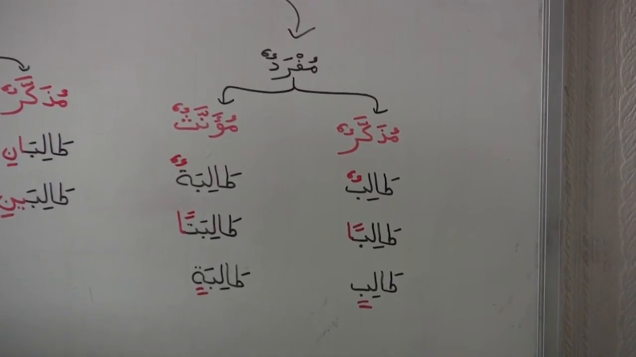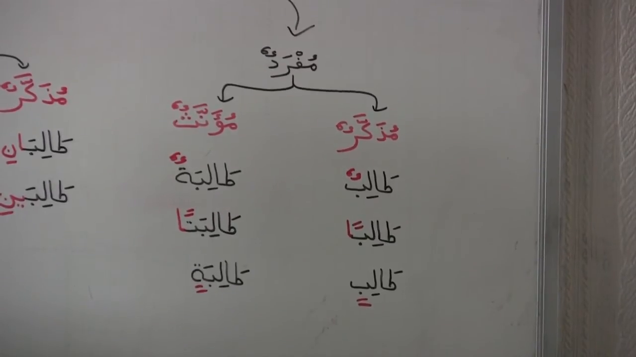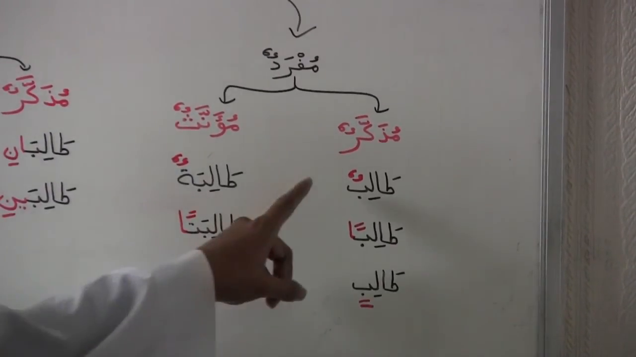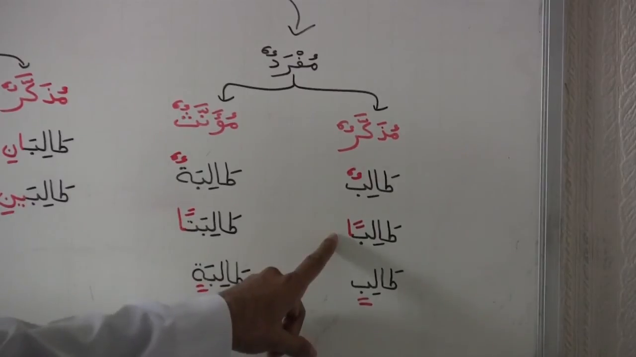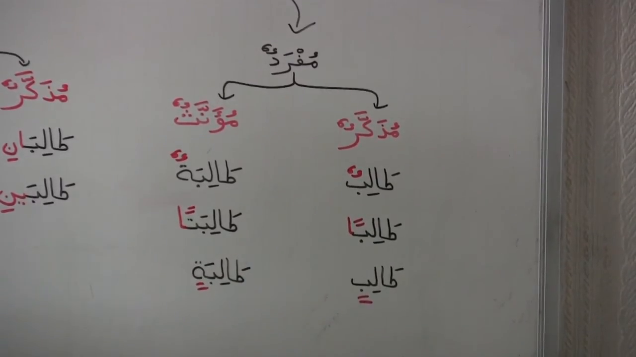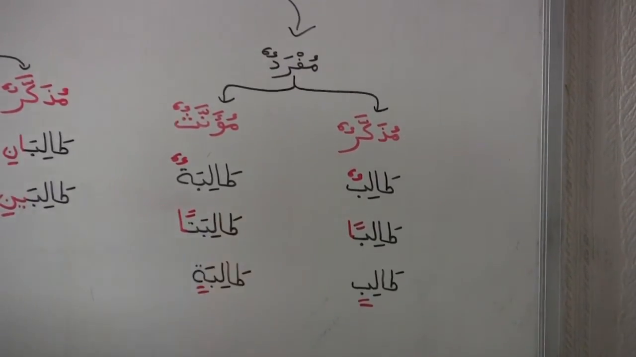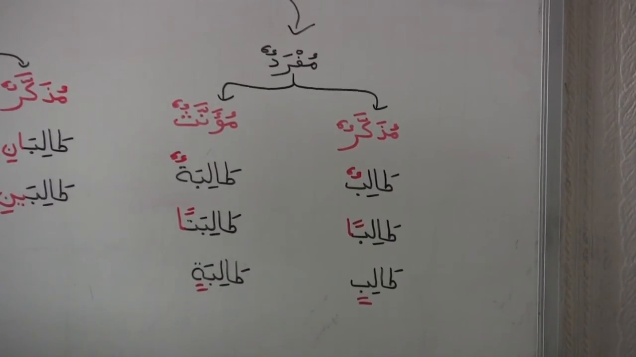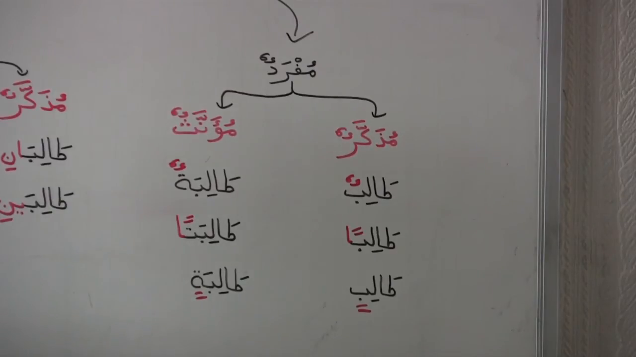And as we previously learnt, it is marfu with a dhamma, mansoob with a fatha, and majroor with a kasra. So talibun is a masculine student and talibatun is a feminine student. Notice we've put an alif after a double fatha. Whenever you have a double fatha, the noun has to have an alif at the end. طيب.